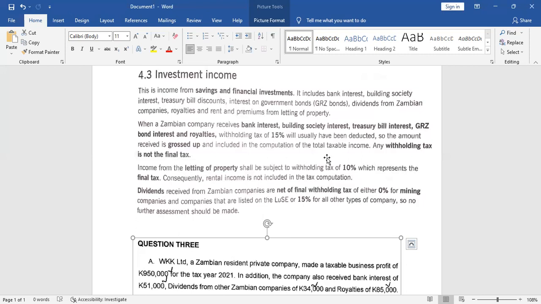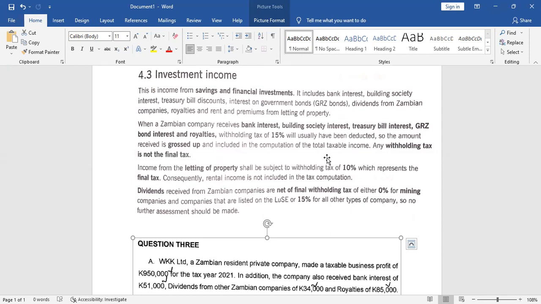Withholding tax of 15% will usually have been deducted. Of course, it's from the source. So the amount received is grossed up and included in the computation of the total taxable income. Any withholding tax is not the final tax. So for this category, where we are talking about generally interest from bank, building society, treasury bill, GRZ bond, and royalties, the withholding tax is not final tax. Hence, the amount received needs to be grossed up and added on to the taxable profit or income for tax assessment. That is with respect to interest and royalties.